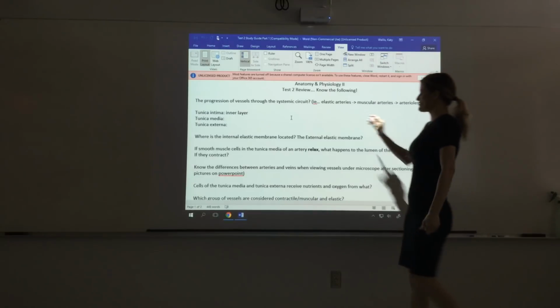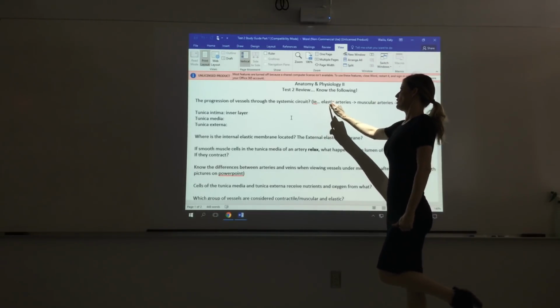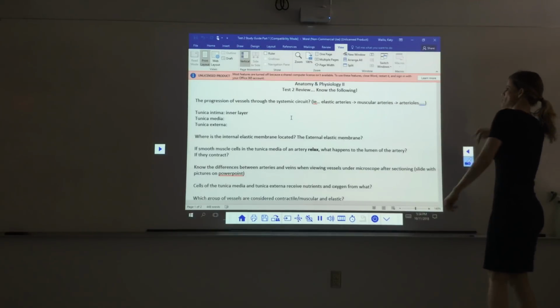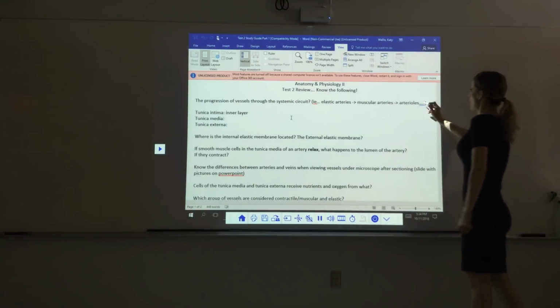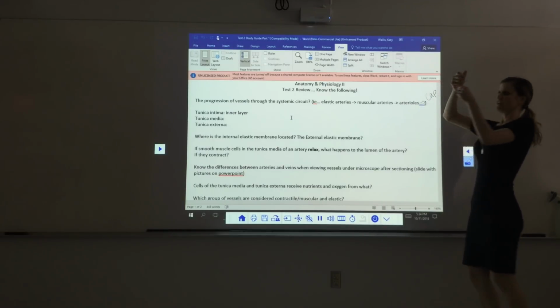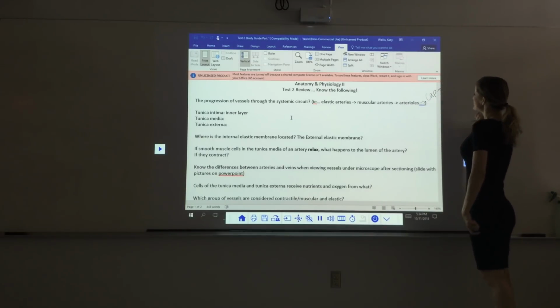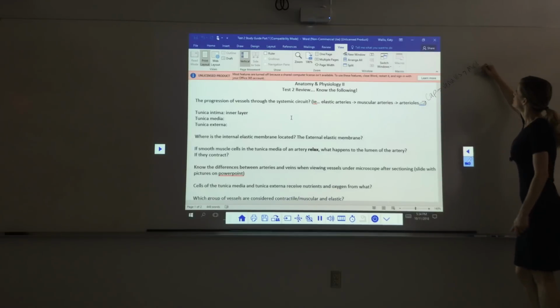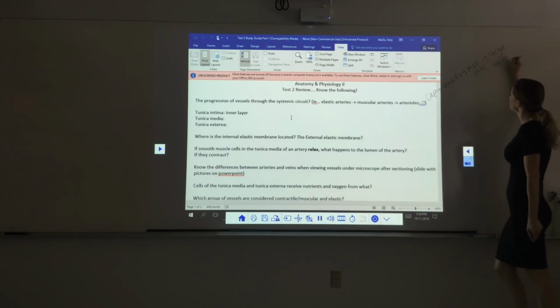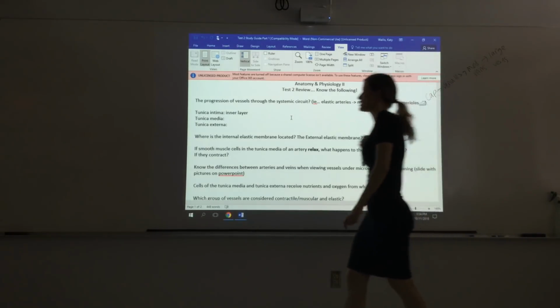So for vessels, know the progression of vessels through the systemic circuit. Okay, so when we first leave the heart, what do we go into? Elastic arteries, then muscular arteries, then arterioles go into capillaries. Capillaries go into venules, which go into what kind of veins? Medium veins, and then we go to large veins, and then the heart. Okay, so the progression of vessels.